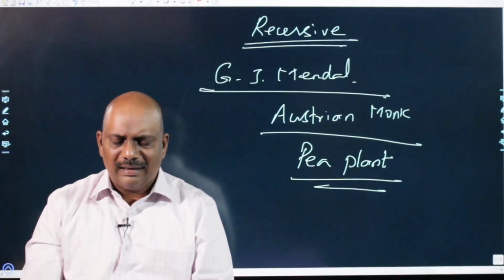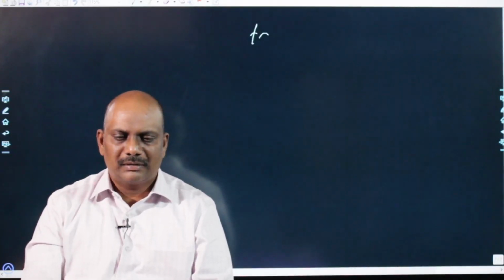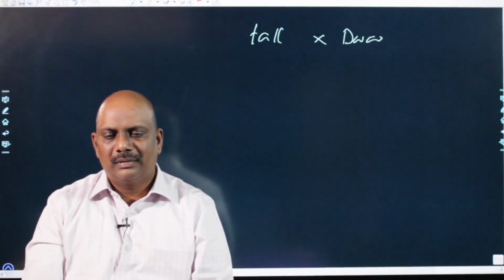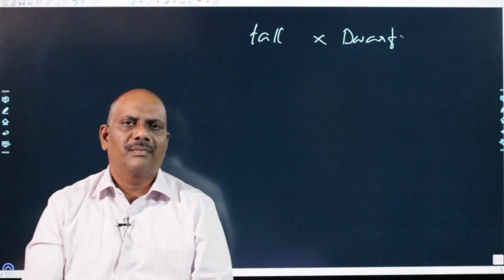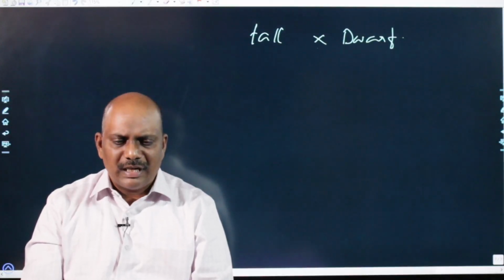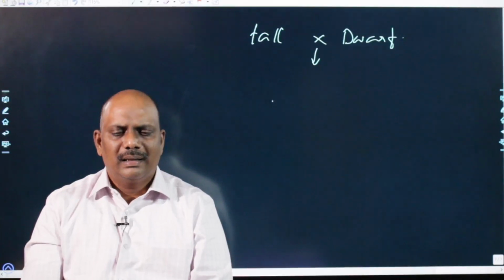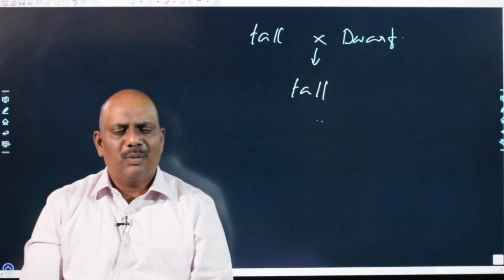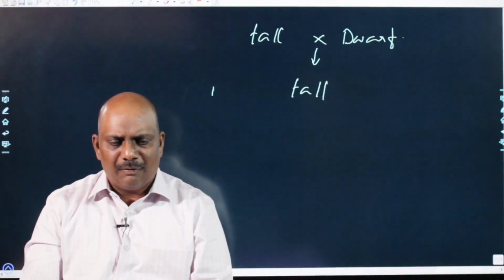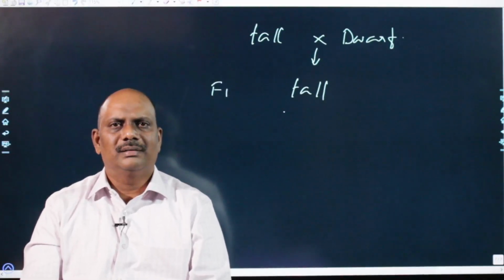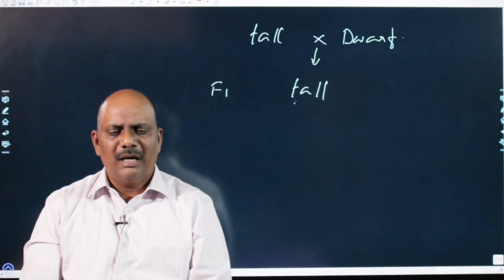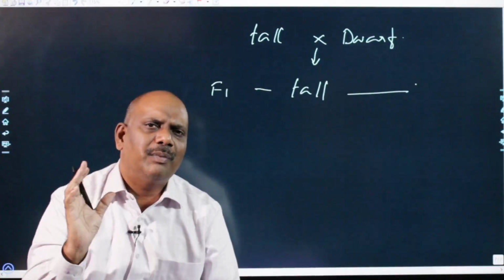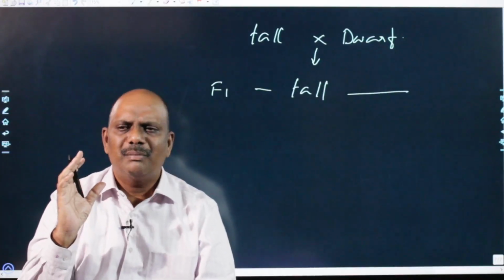What he did, he selected tall plants, and he crossed that with the dwarf plants. In the first generation, F1, filial one, he managed to find only tall plants. There was total absence of dwarf plants. It was a big surprise.